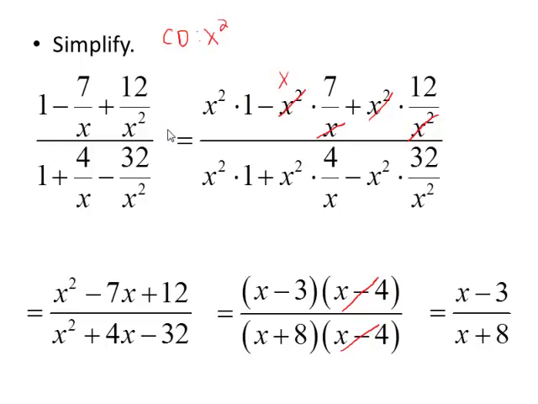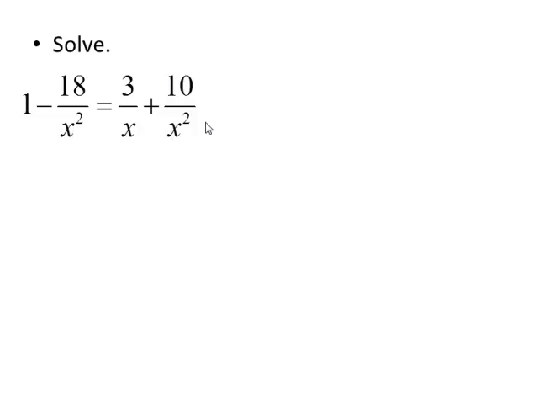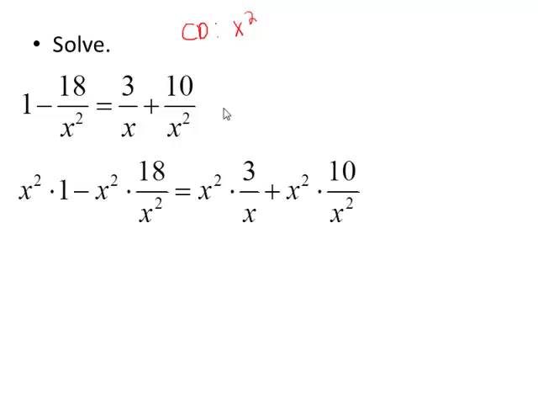The same approach holds true when we're trying to solve rational equations. Again, here I have an equation I'm trying to solve. I begin with the common denominator. Now I have 3 denominators to worry about, x squared, x, and x squared. In this case, the common denominator is x squared. So I want to go through and multiply each term on both sides of the equation by x squared.